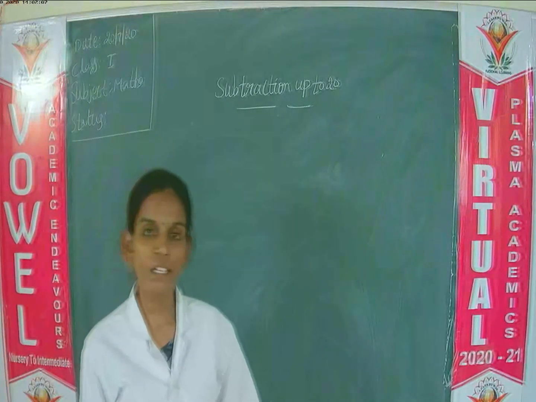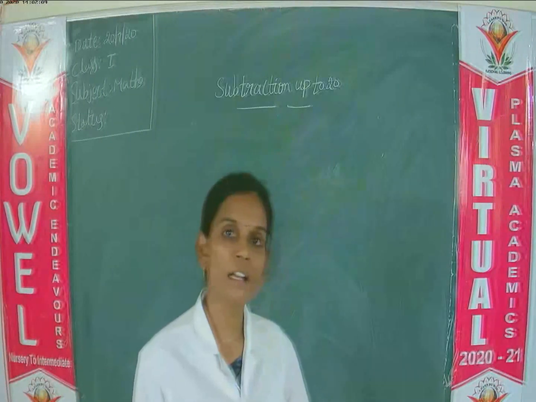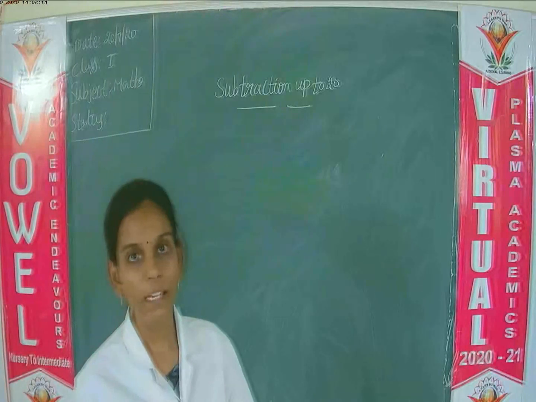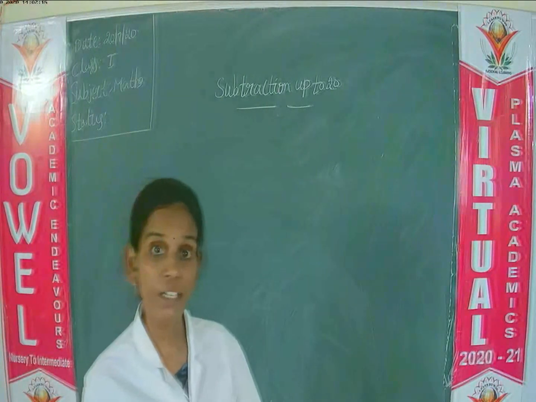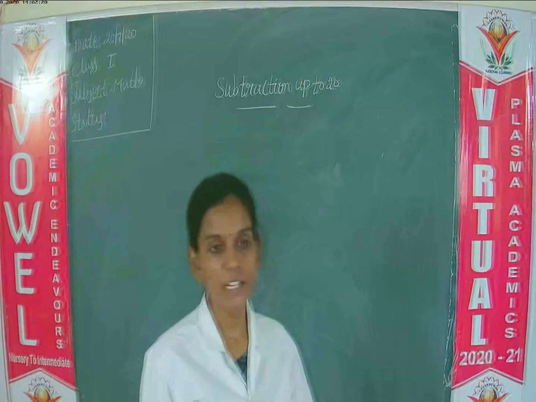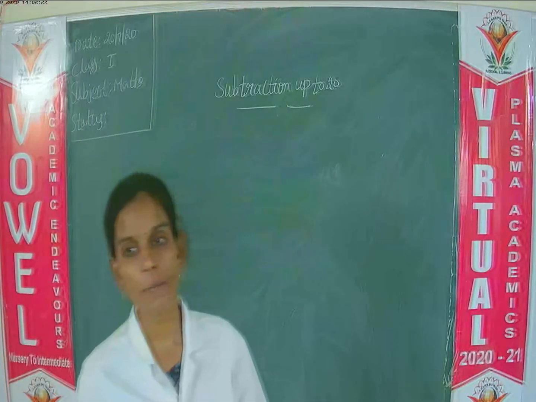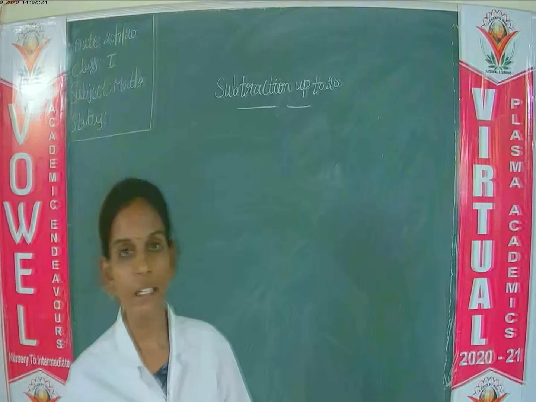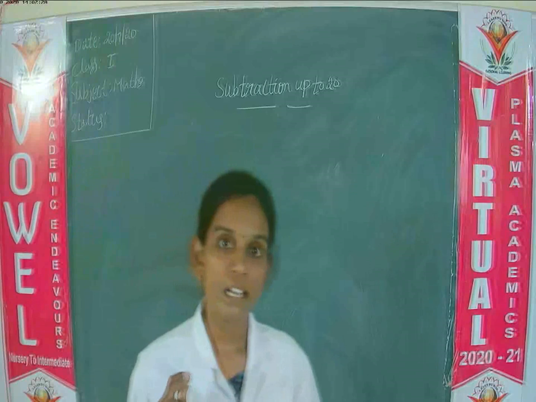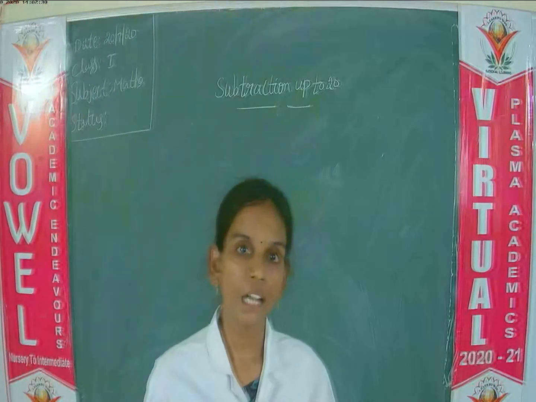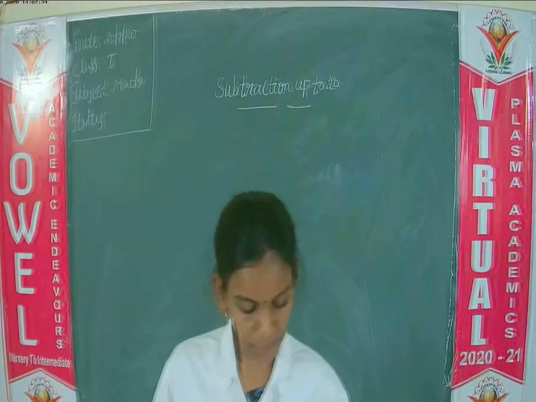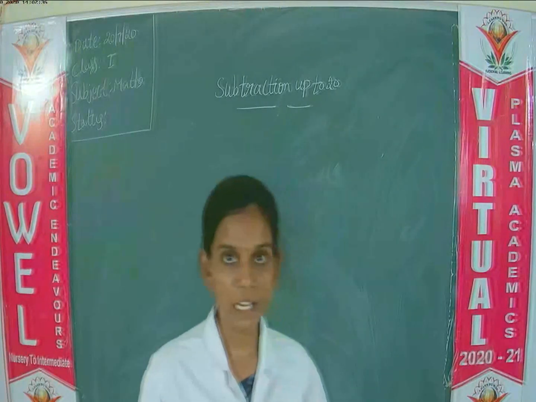What is the symbol of subtraction? Minus. The symbol of subtraction is minus. And what is the result of subtraction? Difference. So in the subtraction up to 20 chapter, we have completed vertical subtraction, subtraction on abacus, subtraction on number line, and subtraction of one digit number from two digit number. These all we completed. Yes or no, children?